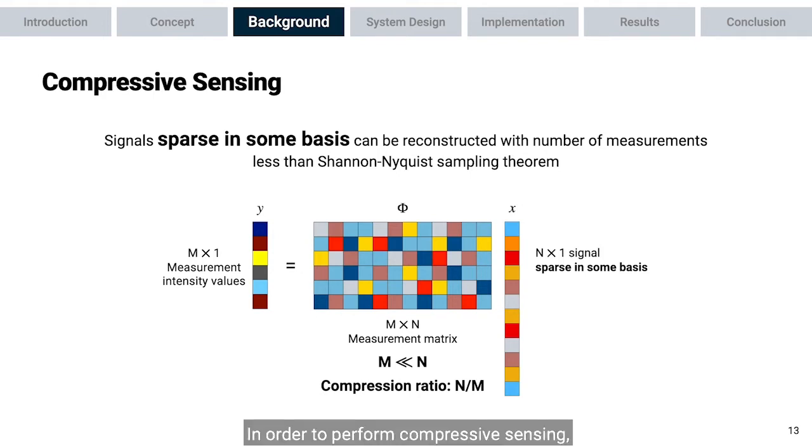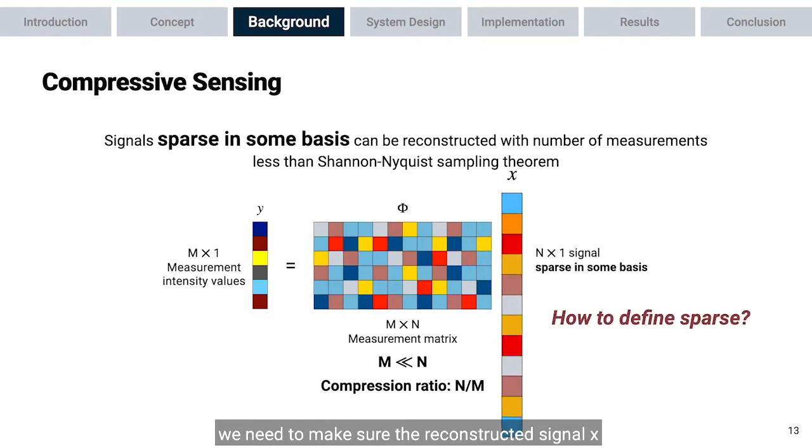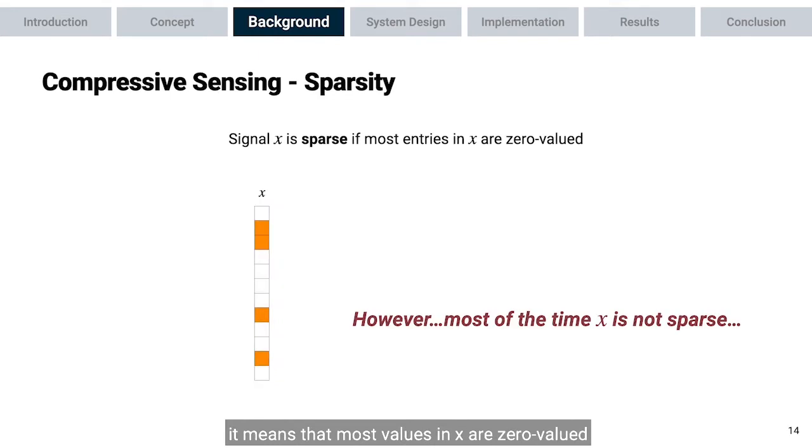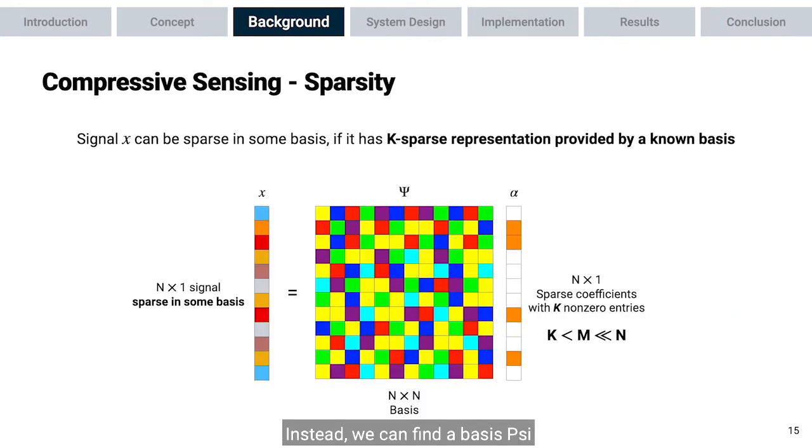In order to perform compressive sensing, we need to make sure the reconstructed signal x is sparse in some basis. When x is sparse, it means that most values in x are zero with a few exceptions. However, in a lot of cases, x itself is not sparse. Instead, we can find a basis psi which transfers x to coefficient alpha, and alpha is sparse. This is called x is sparse in some basis psi. Note that a good psi may differ from signals to signals, and we would like to find a proper psi which has a very sparse alpha for x. Finally, both alpha and x can be estimated by solving an L1 minimization problem.